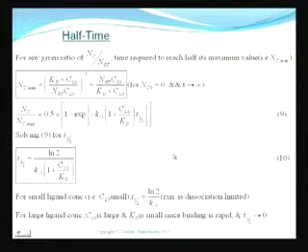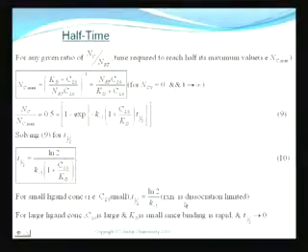Now, for small ligand concentration, if C L naught is small, then T half equals ln 2 over k minus 1. Does it make sense? You are all nodding, but does it make sense? Let me go to the screen and show you this. First one, for small ligand concentration, not zeroth order, T half is given as ln 2 over k minus 1. Does it make sense? No, it does not make sense.